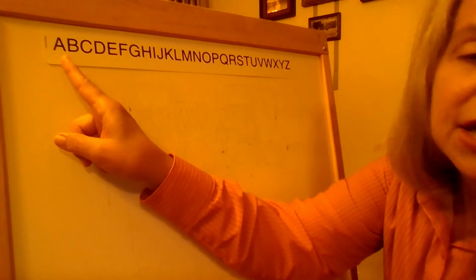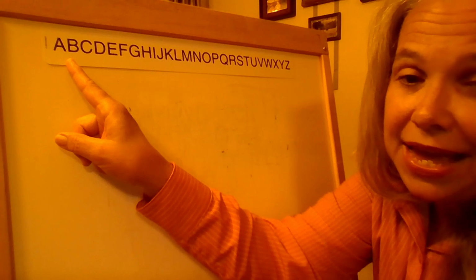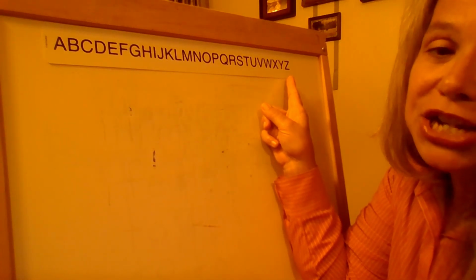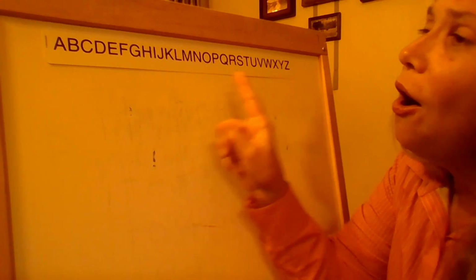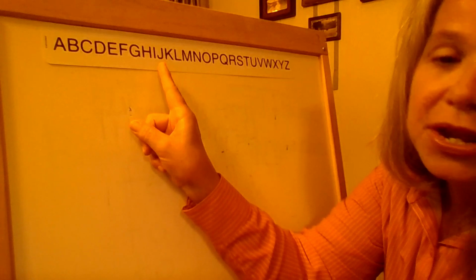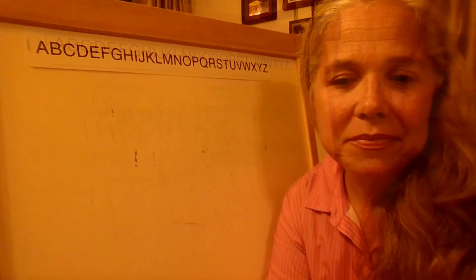What is the first letter or the initial letter of the English alphabet? A. What is the last letter or the final letter of the English alphabet? Z. All the letters between A and Z are medial letters. Medial means between initial and final.